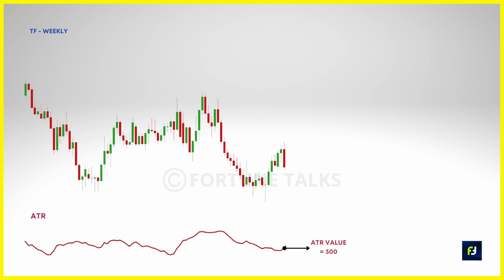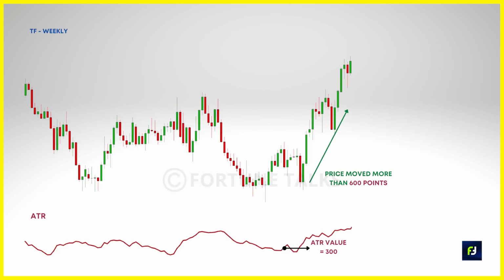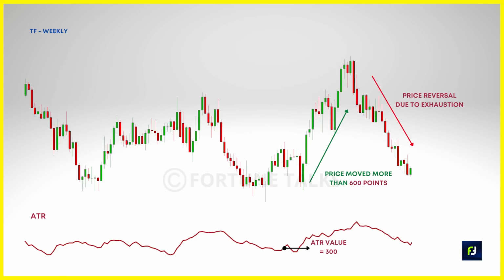For example, if you look at the weekly ATR value and it shows you 300 points, what it's telling you based on the previous period's data is that the market tends to move about 300 points over the last few weeks. And if in this week the market has moved, let's say 500 or 600 points, it's telling you that the price has already exhausted its ATR value. Think of it like energy being used and the market is exhausted. So if you see a market that has exceeded its ATR value by 2 or 3 times, then there's a high possibility that the market could show signs of reversals.